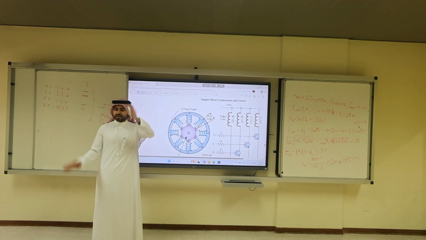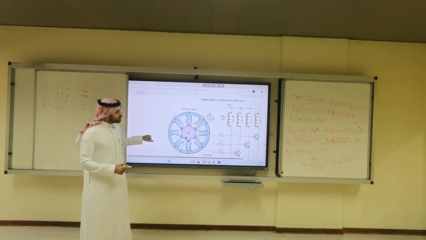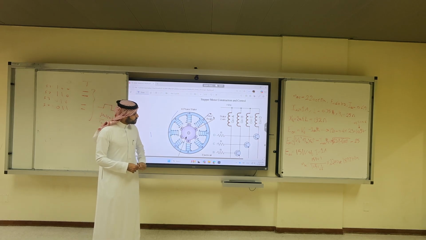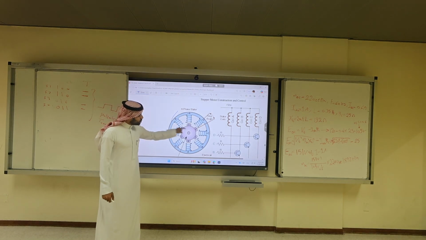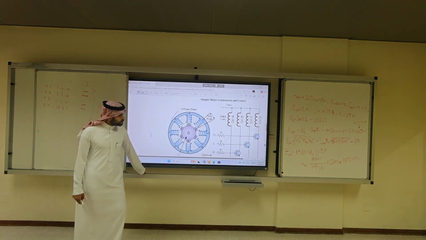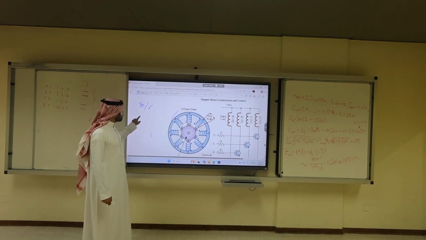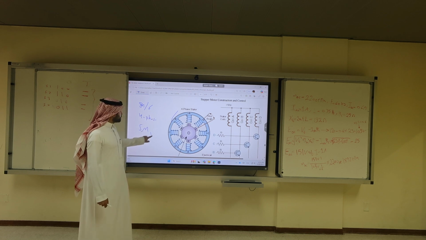Remember, this is DC. 4 different DC supplies. We count the plus and minus as one phase. Okay? So, how many teeth in the rotor? 6. So this is an 8 by 6, 4-phase stepper motor.